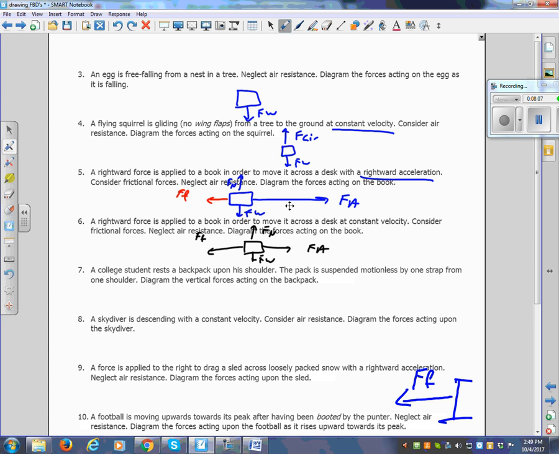Okay, a college student rests a backpack upon his shoulder. The pack is suspended motionless by one strap. Diagram the vertical forces. So you just have the weight force, and if there's a rope or a strap on it, that would be a tension, so it'd be FT.